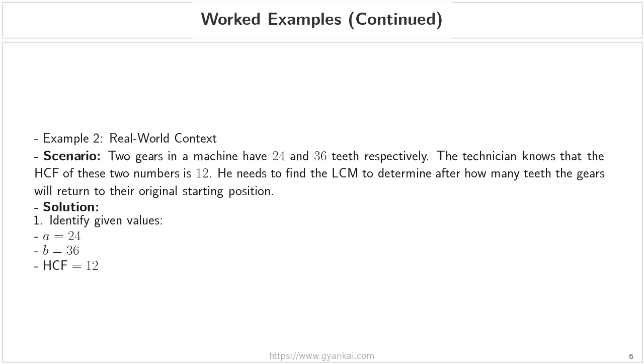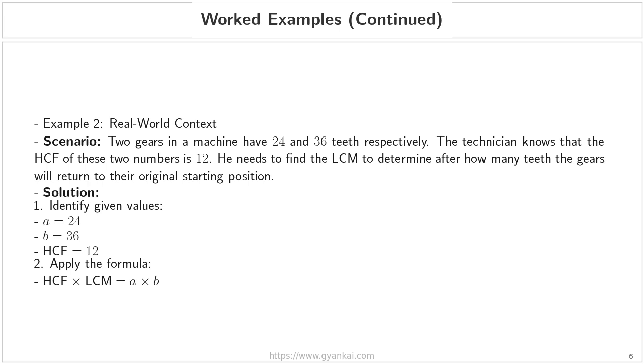To solve this, we will follow the same step-by-step method we discussed in the previous slide. First, let's identify our given values. We have our first number, A, which is 24, our second number, B, which is 36, and our HCF, which is 12. Next, we apply our fundamental identity. The HCF of A and B multiplied by the LCM of A and B equals A multiplied by B.